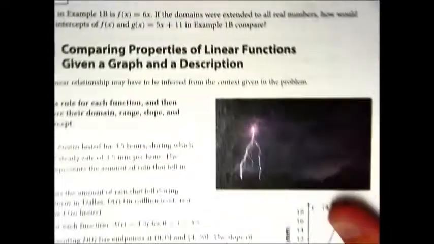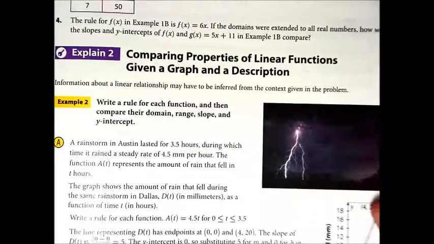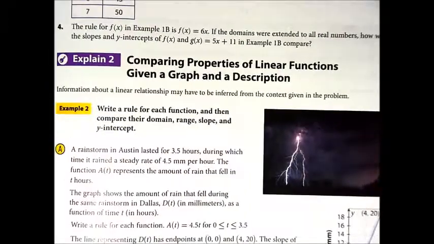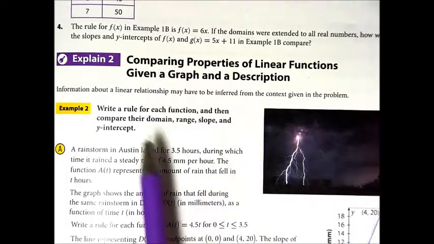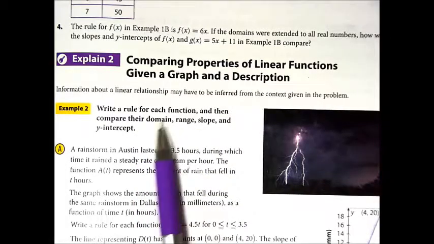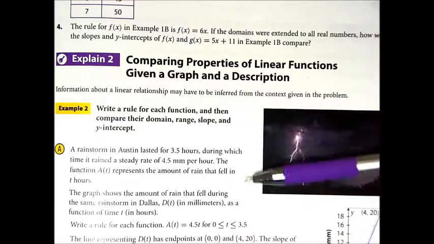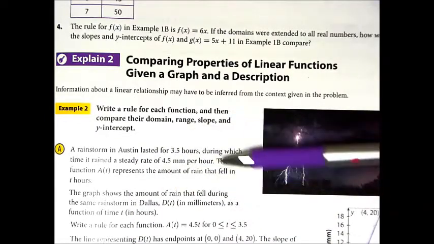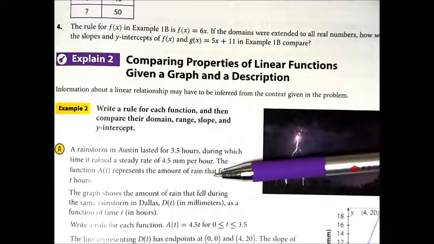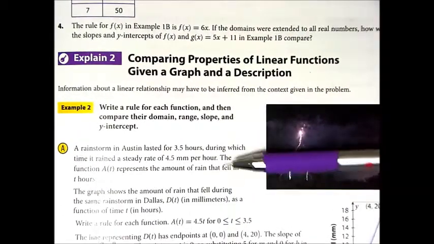Okay, so on page 231, let's look at our setup here. It says information about a linear relationship may have to be inferred from the context given in the problem. This is where they want you to write a rule for each function, then compare their domain, range, slope, and y-intercept. First of all, we have a description of a situation. They don't give you a table, they don't give you an equation, they tell you about it.